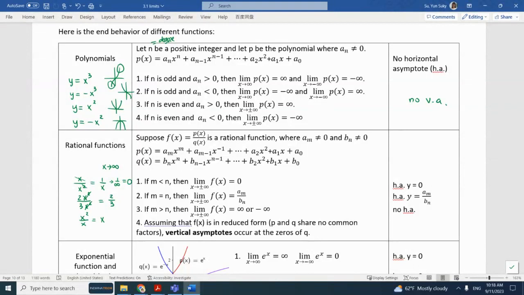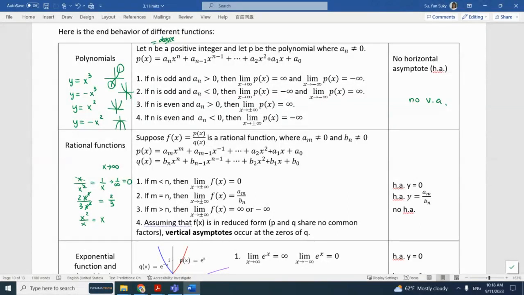Okay, so that's why in the first case, the limit is 0. So the horizontal asymptote is the horizontal line y equals 0. And in this case, it's approaching this number, then the horizontal asymptote is y equals this number, right? And if your numerator is bigger, it just goes to infinity or minus infinity. So no horizontal asymptote. Okay, everybody?